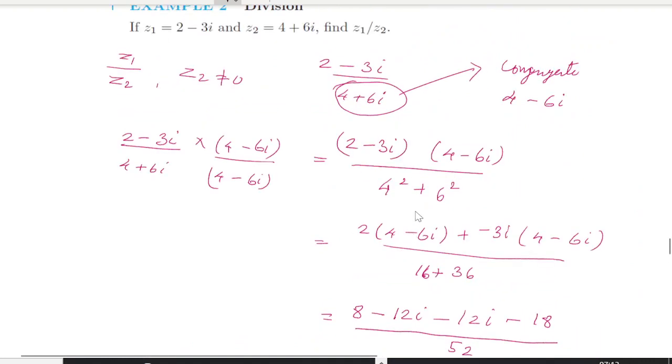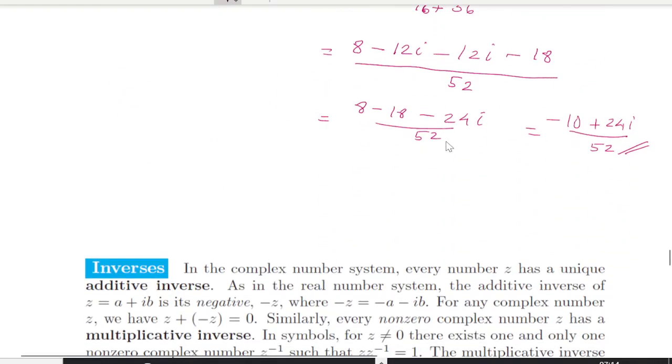So this is the procedure of how we are dividing complex numbers. That means first of all you take the conjugate of your denominator, and multiply and divide the complex number with the conjugate of the denominator. Then use the idea of multiplication. Then you will get the result.